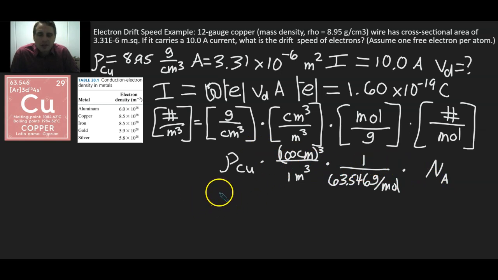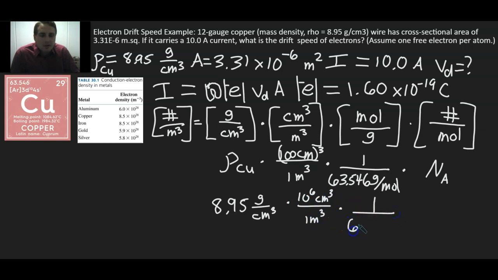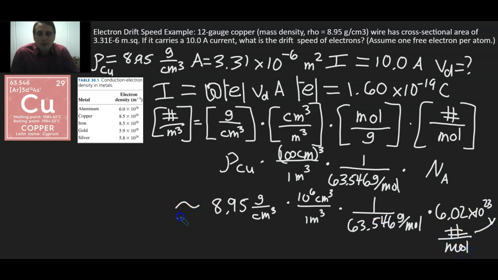So we should get, let's see, 8.95 grams per centimeter cubed times 100 to the third, which is 10 to the sixth centimeters cubed over 1 meter cubed, times 1 over 63.546 grams per mole, times Avogadro's number, which is approximately 6.02 times 10 to the 23rd. And the units there are number per mole. Okay, so let's go ahead and work this out.